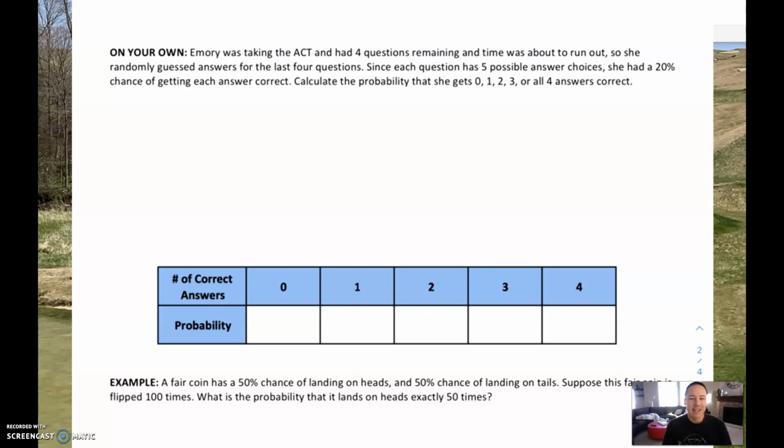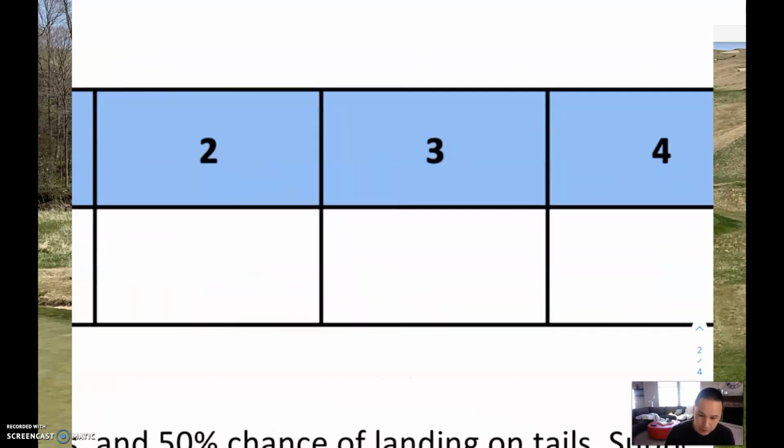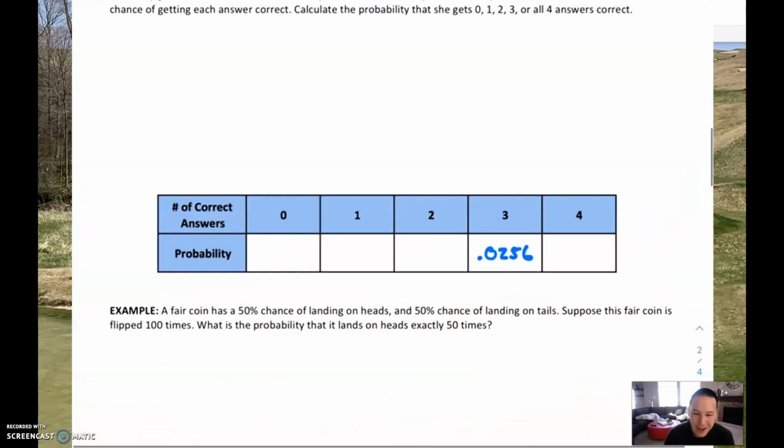You have someone taking the ACT and there's 4 questions left, time is running out, and calculate the probability of getting 0, 1, 2, 3, or 4 answers correct. So go ahead and pause the video and see how you do there. If you have done it correctly, you should hopefully find that, I'll just give you one of the answers, the chances of you getting 3 out of 4 questions correct by just randomly guessing is 0.0256. There's only about a 2.5% chance of getting 3 out of 4. The chances of 4 out of 4 is even smaller.